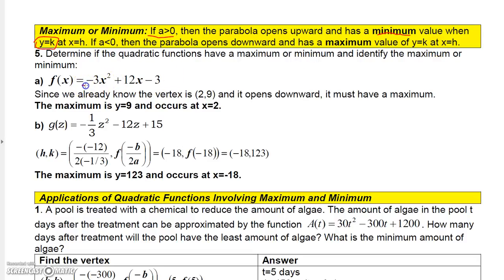So this one I just showed you, obviously since a is negative, it's going to open downward, and we already know the vertex. Since it opens downward, and we know this vertex right here, the y value is 9 right here. So since it opens downward, we know it has a maximum of 9, and it occurs when x equals 2. So really all you have to do is look for the vertex and make sure you know which way it opens, so you know whether you're going to get a maximum or a minimum.